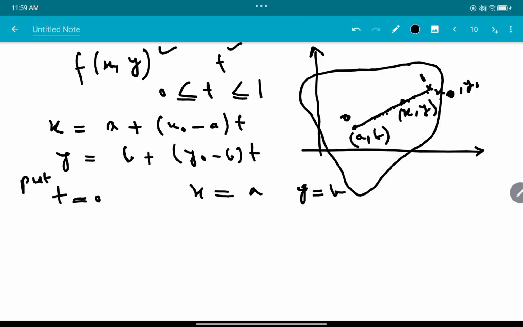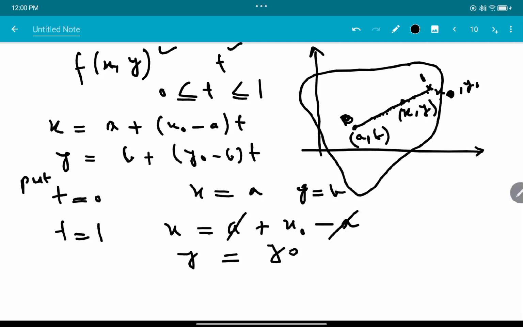So x is equal to a, y is equal to b when t equal to 0. That is what we actually defined. That is how we define t. This means that t equal to 0 represents this point, a, b. Now put t equal to 1. See what x will come out to be. x will be equal to a plus x naught minus a. Because t is 1, a will go, x is equal to x naught. Similarly, y is equal to y naught.